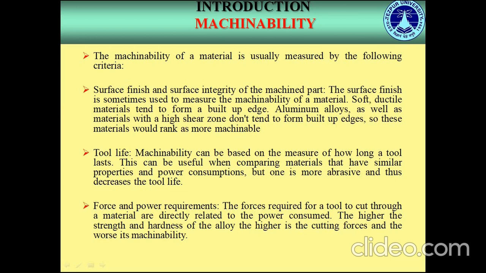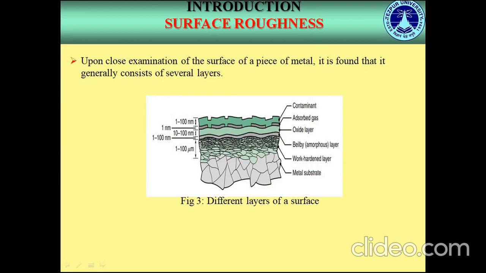Machinability can be based on the measure of how long a tool lasts. This can be useful when comparing materials that have similar properties and power consumptions, but one is more abrasive and thus decreases the tool life. Force and power requirements. The forces required for a tool to cut through a material are directly related to the power consumed. The higher the strength and hardness of the alloy, the higher the cutting forces and the worse its machinability.